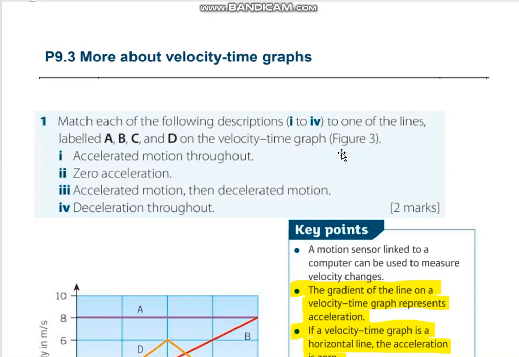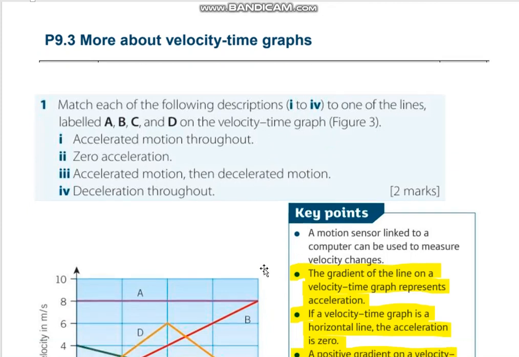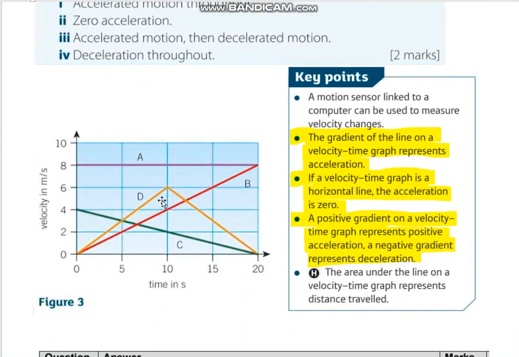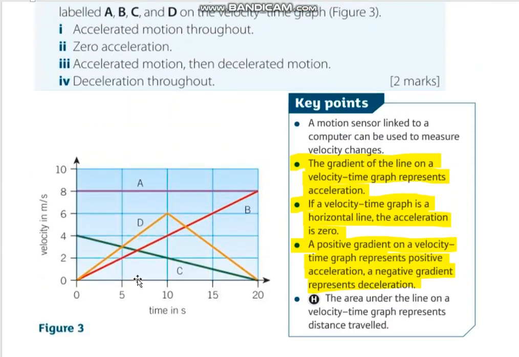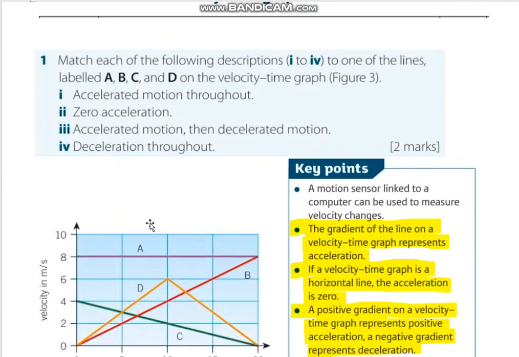You should have by now received an answer document which looks like this. You can see the title, More About Velocity Time Graphs, and I've put on this answer document the questions, the key points and any figures that you need to use to answer the questions, as well as the answers. And I'm just going to go through this and explain how we've got to these answers.